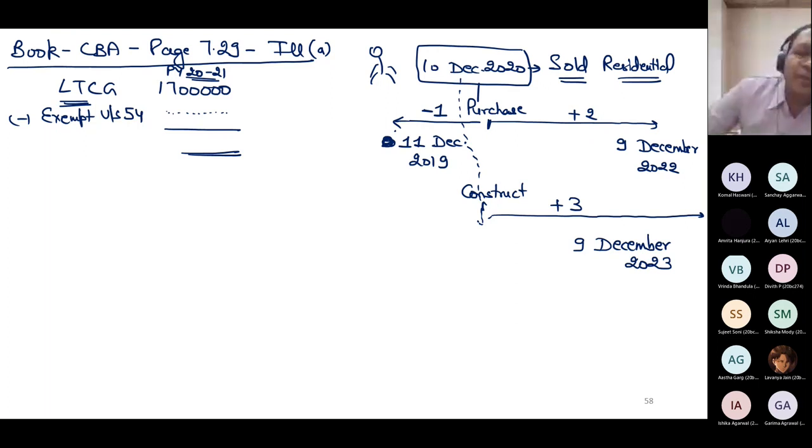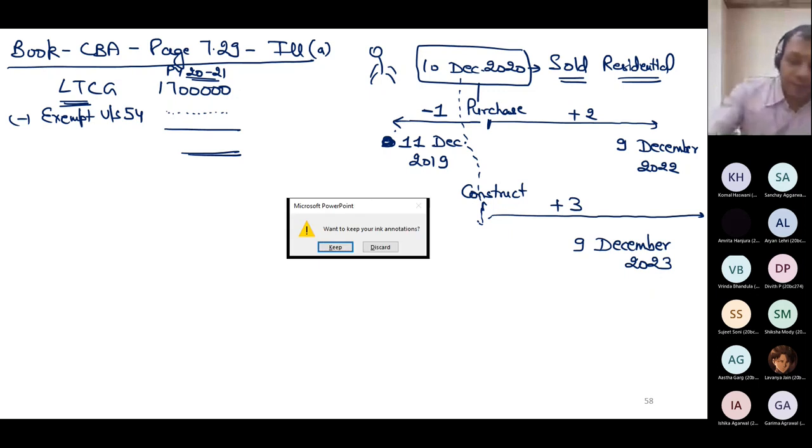So if you make an investment of 17 lakh, nothing will be taxable. If you make an investment of 10 lakh, 7 lakh will be taxable. If you make an investment of 50 lakh, then maximum exemption will be 17 lakh, because your exemption cannot exceed your income. That's it. Please raise your hand if this point is clear.